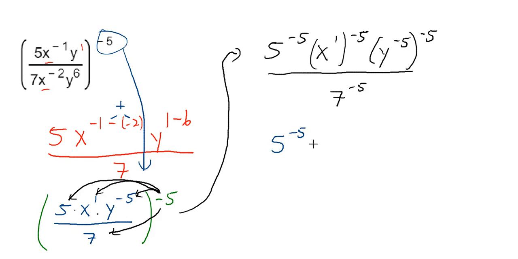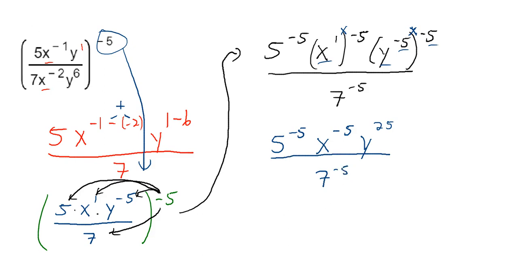Let's wait to do that. We'll have x to the negative fifth power because, again, what we're doing here is we are multiplying. One base with two exponents, we multiply those exponents together. Same thing here, we're going to multiply. And we will get y to the 25th power. It'll be positive 25. Negative 5 times negative 5 makes that positive 25. Over 7 to the negative fifth power.